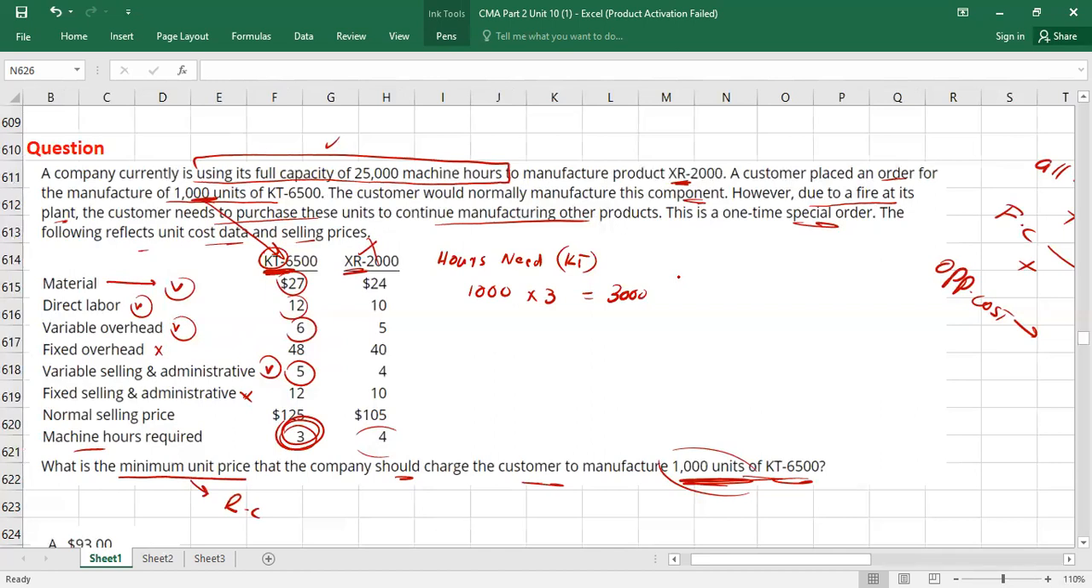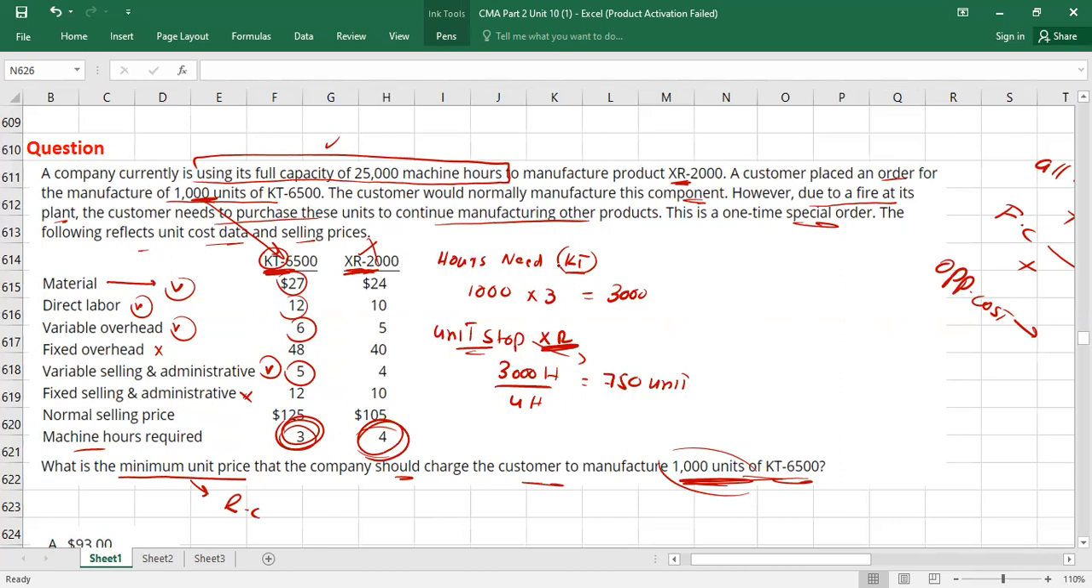Then the second thing you have to look at is how many units of XR you would stop to produce KT. So the units lost or stopped, how will you calculate? You will take these 3,000 hours, which are needed, divided by the time of the product which you are going to stop. The time is 4 hours. So it will give you 750 units of XR product. You have to stop 750 units of XR, then you can manufacture 1,000 units of KT.